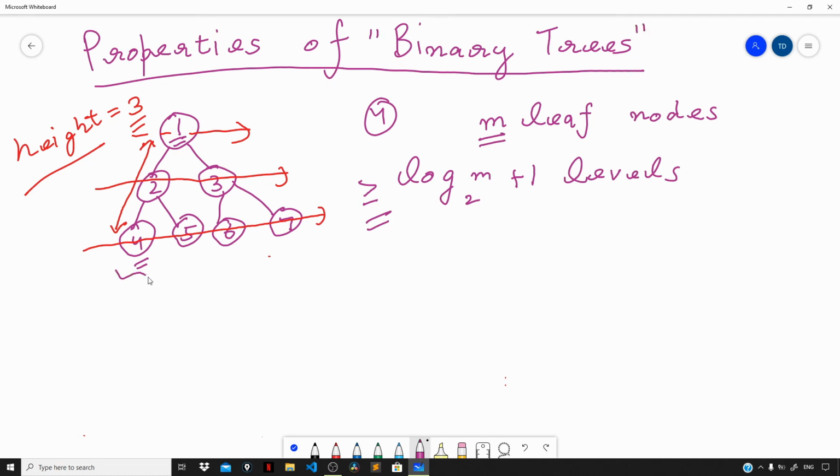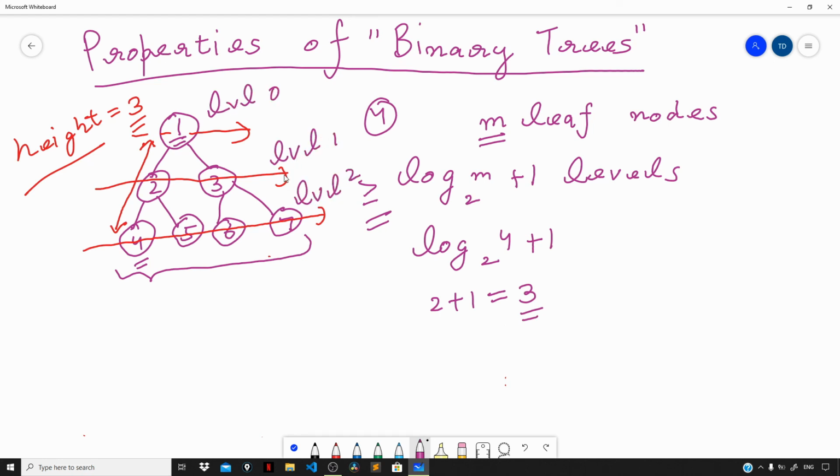So here you can see we are having 4 leaf nodes. So log 4 base 2 plus 1, which is 2 plus 1, which says 3 levels. So this is level 0, level 1, level 2. So we are going to have at least 3 levels, though we can use more levels as well, but at the minimum we are going to have 3 levels, right? So from this we can conclude that a binary tree has maximum number of leaves when we have minimum number of levels. So the minimum number of levels is 3. So if you have the minimum number of levels, then you will have the maximum number of leaves, which you can see from this case, because here all our levels are filled.